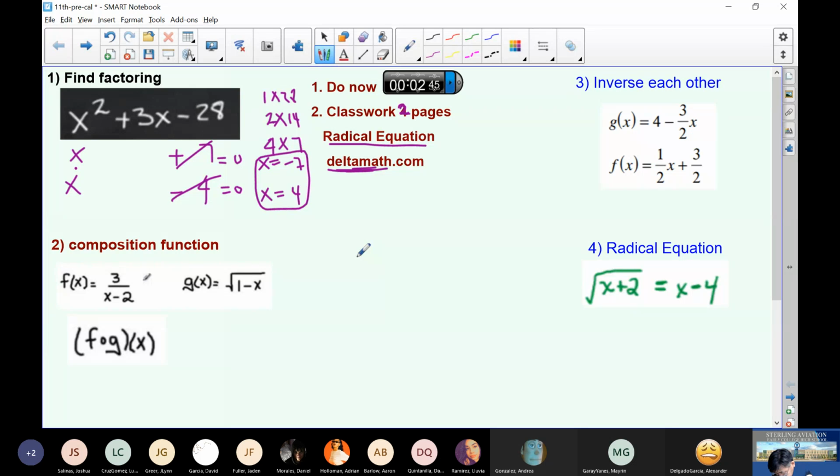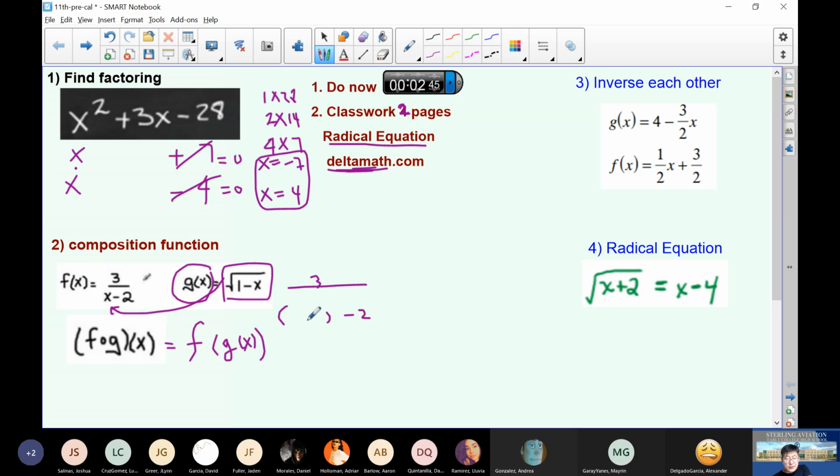Number two. Composition function. You know, composition function, this is exactly what it means, right? The g function goes to the f function. So now this is a g function, which is going into the f function. So I'm going to put it here: 3 over parenthesis minus 2.